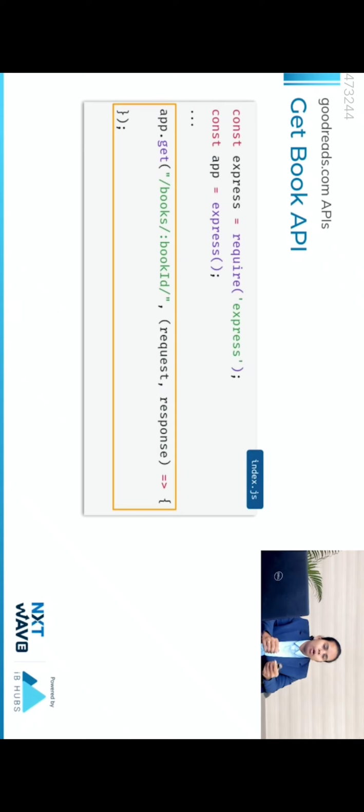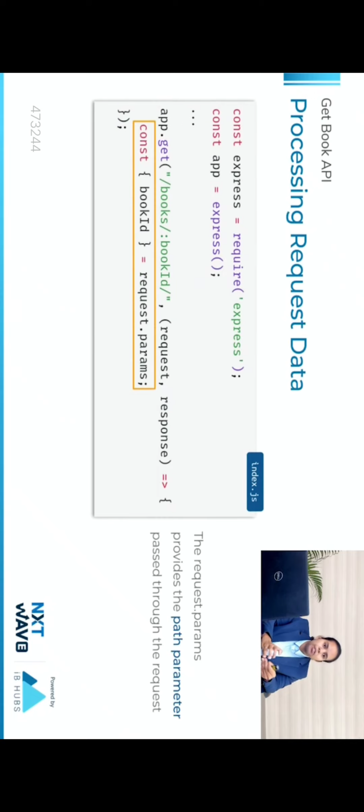Okay, so now what we have to do? We want to fetch the details of a particular book. So how do we know which book it is? Using the path parameter book ID, right? So how do we access it? So for that, using the request.params, okay, there's a property called params in the request object. So using which we can access the path parameters. Okay, there you can see. Since we just want the book ID, so we are just destructuring the book ID.